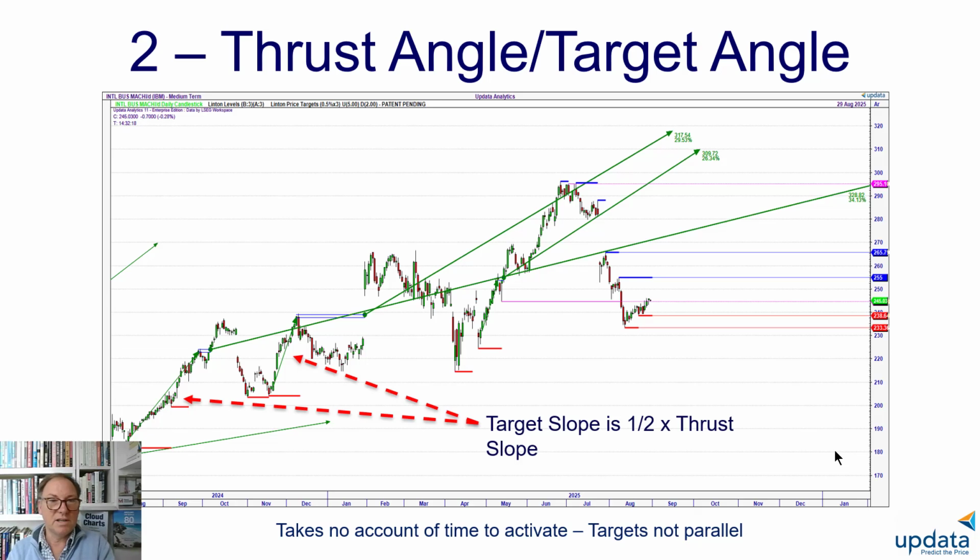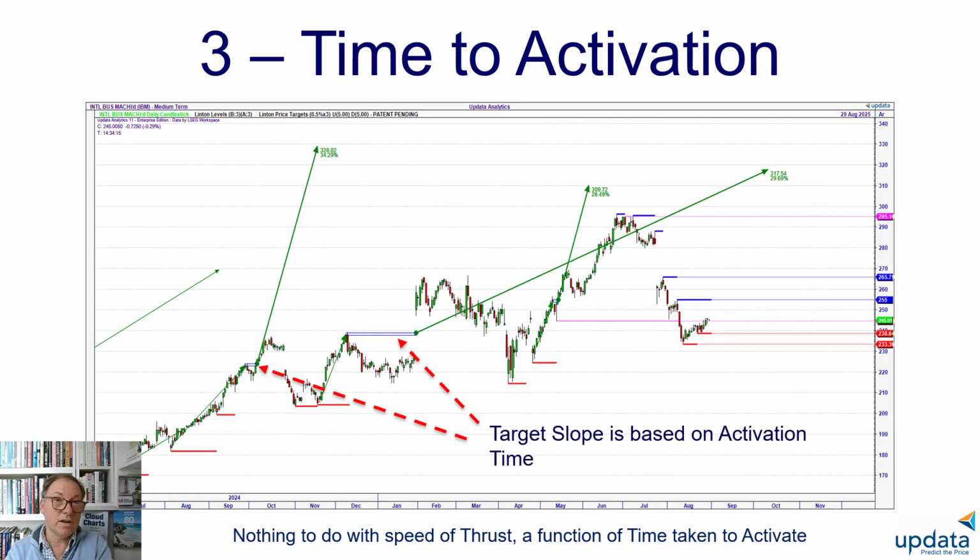Thrust angle basically says I'm going to use a multiple of this angle. So this is half the thrust angle. So it says if the thrust happens more quickly, then the target will happen more quickly. Not a method I use often. And the other one is time to activation. It's in there as a method, but again, comes down to personal choice.